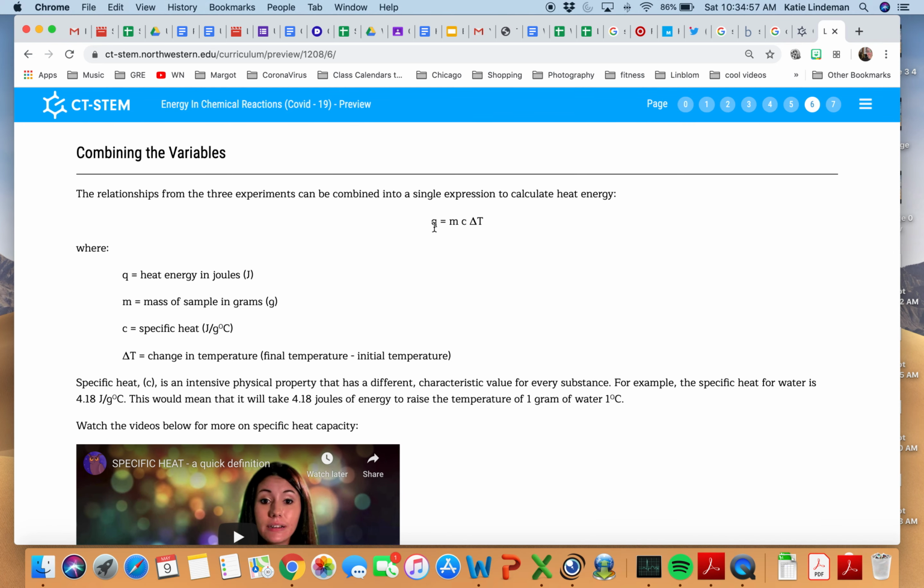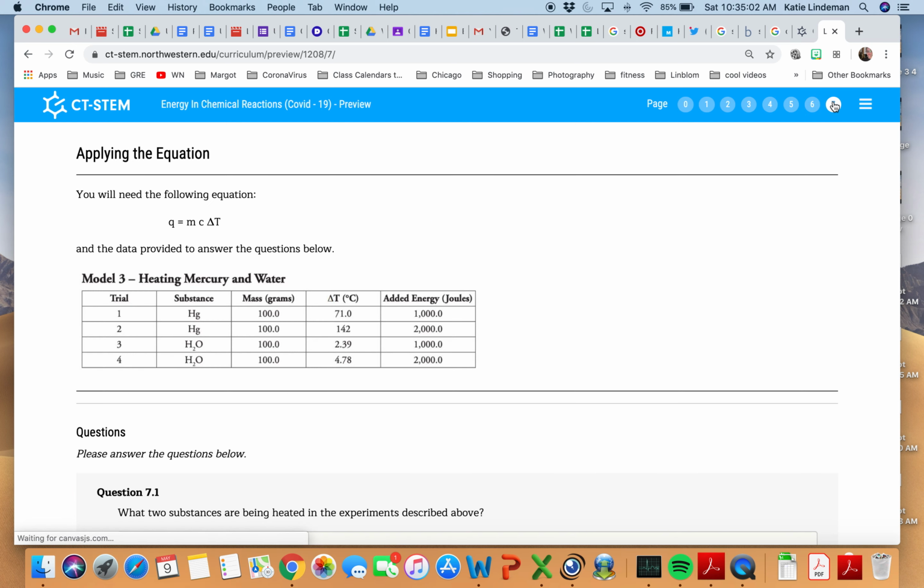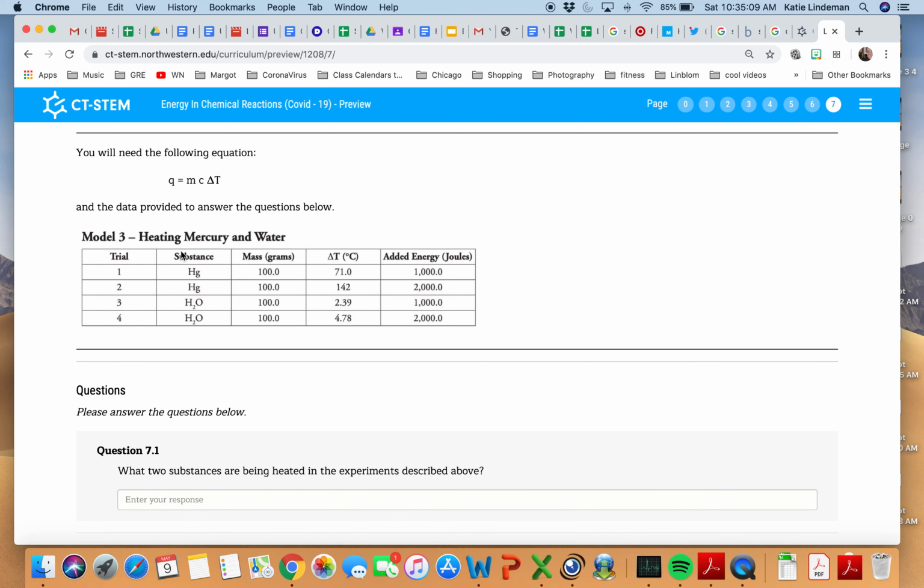Okay, so this is the equation that we're really wanting to focus on. As we move to page 7, we need this equation, and here is the data that we're given. We are heating mercury and water. Hg is mercury, H2O is water. We have 100 grams of each substance. We have 1,000 joules of energy, and then 2,000 joules of energy added to each substance, and we see what the temperature change was.